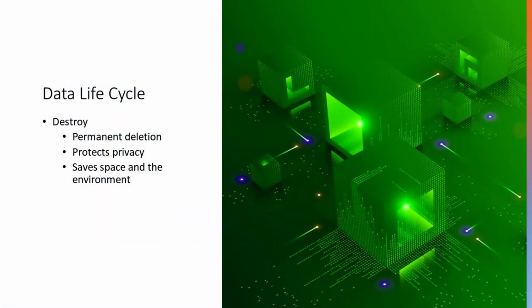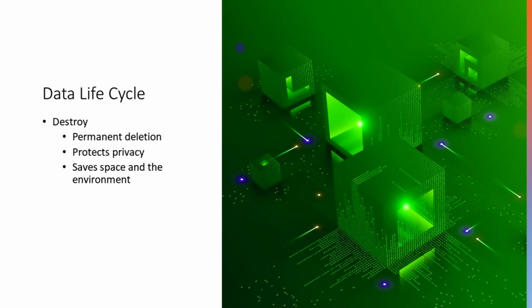The last stage of the data cycle is destroying the data. In some projects, especially when dealing with confidential information, it is required to destroy the data after archiving it for a certain period of time. This helps protect the privacy of the participants, but also saves space and is good for the environment.